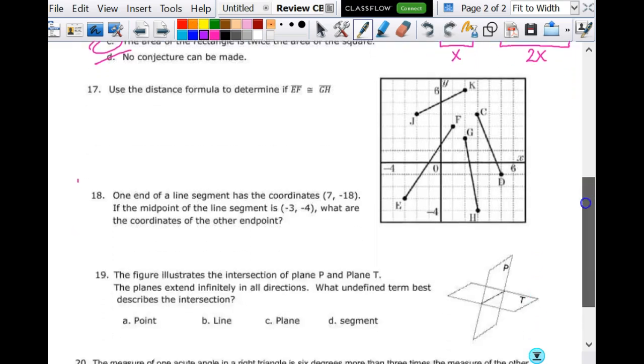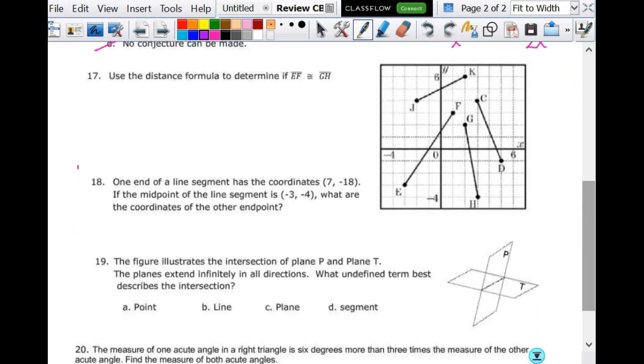All right, 17. Use the distance formula to determine if these are congruent. So when I look at these, we'll start with EF. So I'm going to get my ordered pairs first. So 1, 3 for F, and -3, -3 for E. All right, so I'm going to do distance formula twice, so I'm just going to break my space into 2 here. And my distance formula is square root of x2 minus x1 squared plus y2 minus y1 squared.